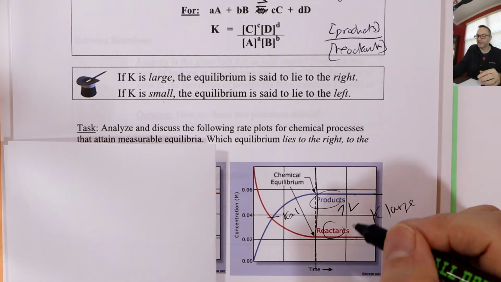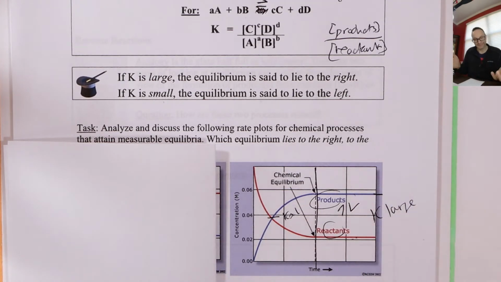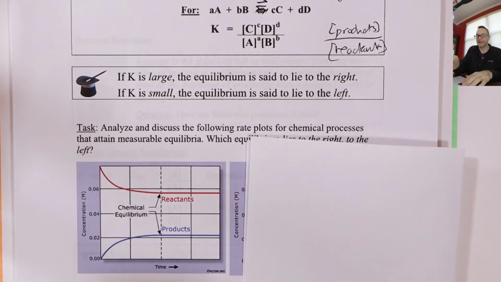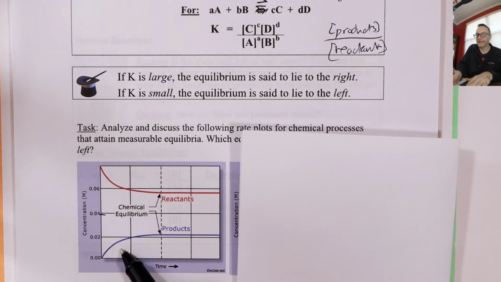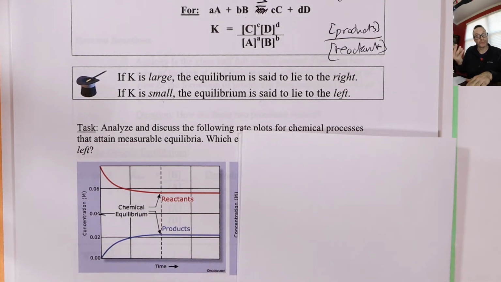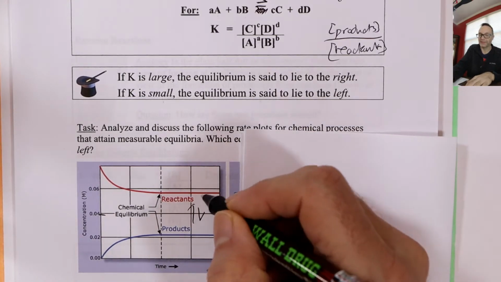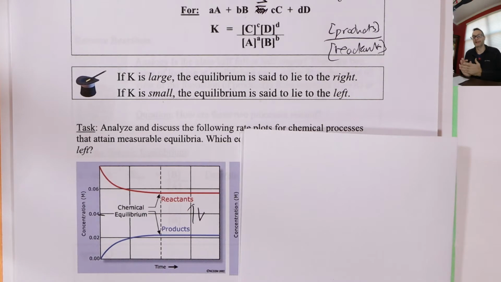So if it ends up with more products than reactants, K's big. If we see over here, it never got there, did it? Here, look, less products, more reactants. Products on top, small number. Reactants on bottom, big number. It's a fraction, so it's smaller than one. K is small, lies to the left. All right, so there we go. There's more reactants, lies to the left.